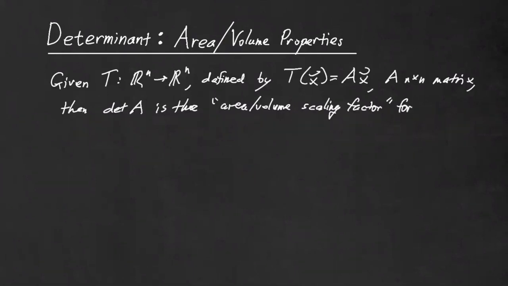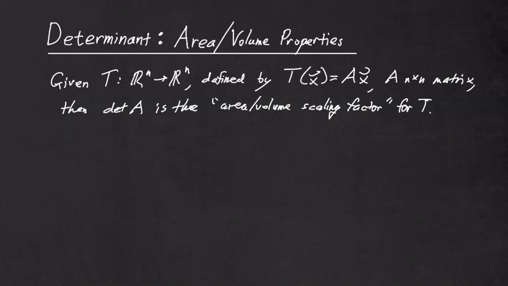For T, meaning that if I have some object, like a triangle in the plane, and I apply T to the whole plane, then the area of the triangle will be scaled by some number, and that number is the determinant of A. So that's kind of the right way to think about the determinant. It's actually a very fundamental way. We'll see later why it's very helpful.